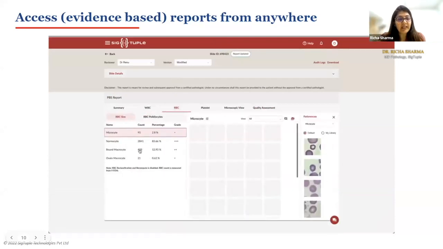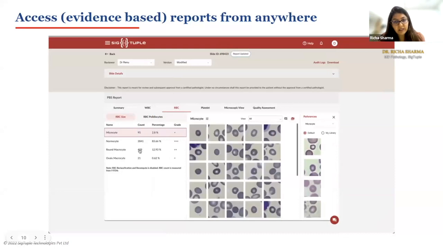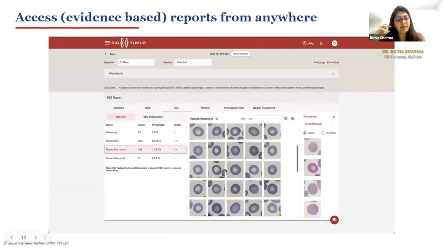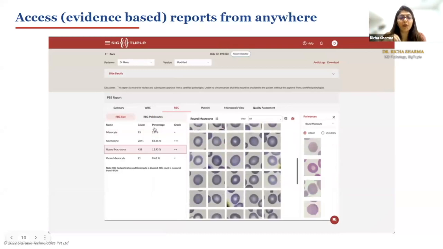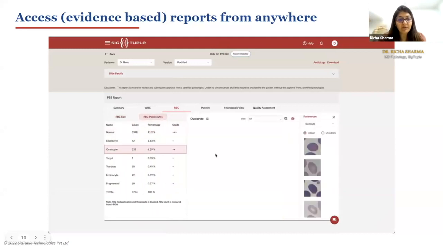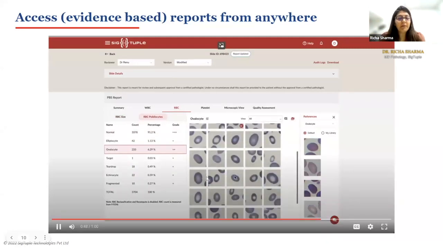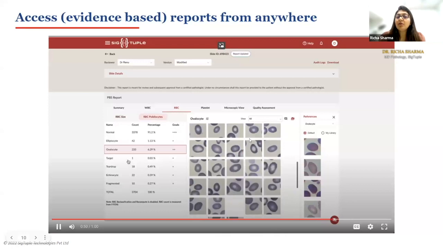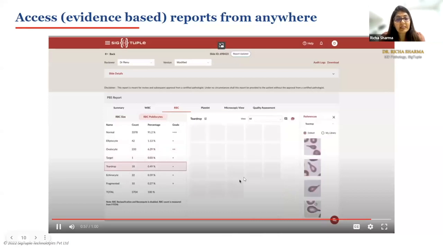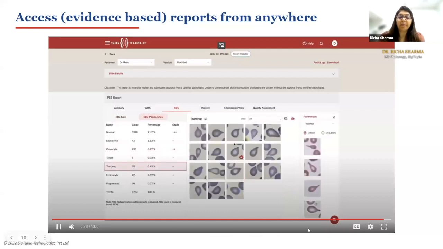We have different categories, WBC, where it gives WBC morphology, RBC, where it gives RBC size and poikilocytes, along with visual evidence. If it is saying I've seen 439 round macrocytes, it's showing you the cells it has picked up from the smear. Similarly, poikilocytes, we give ellipto, ovalo, target, teardrops. Again, for every prediction it makes, there is an evidence. So you don't have to agree to it blindly. You can make your decisions by seeing whatever evidence, whatever cells it has picked up. You can agree or disagree.